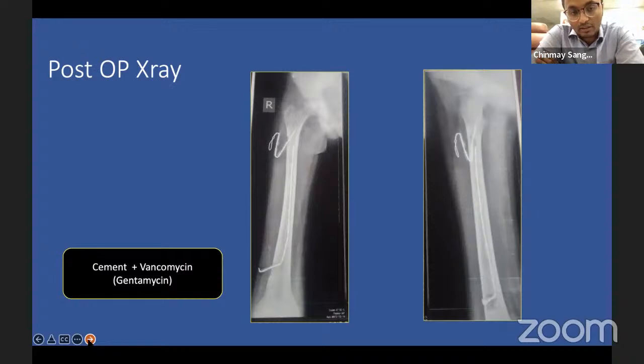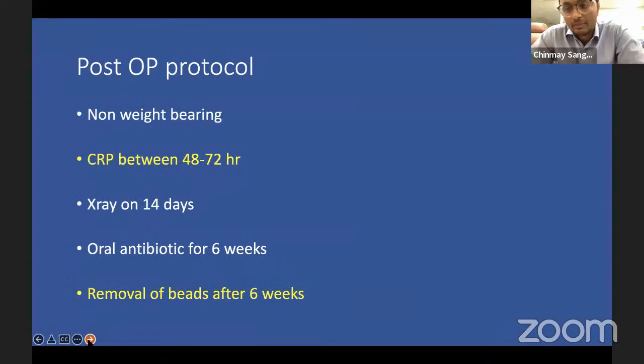I thought the dead space management is also important in this child, so I went with PMMA, polymethyl methacrylate cement plus vancomycin, put it over SS wire and kept it inside the joint for local antibiotic action inside the femur joint. In the post-op protocol, I kept the child non-weight bearing, CRP between 48 to 70 hours, X-ray on 14 days, and oral antibiotics were continued for 6 weeks. The pus culture came E. coli positive, sensitive to ciprofloxacin, and removal of beads was done after the 6 weeks.